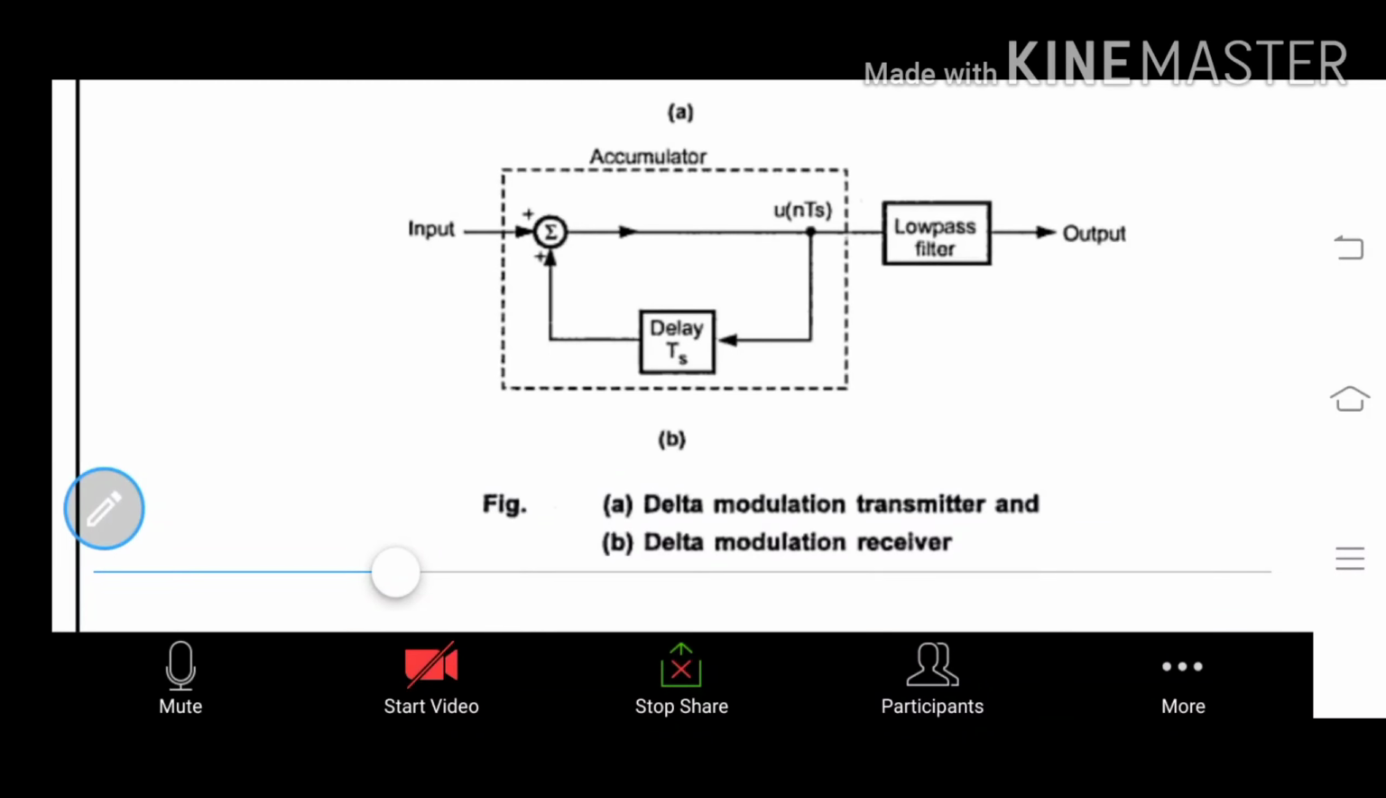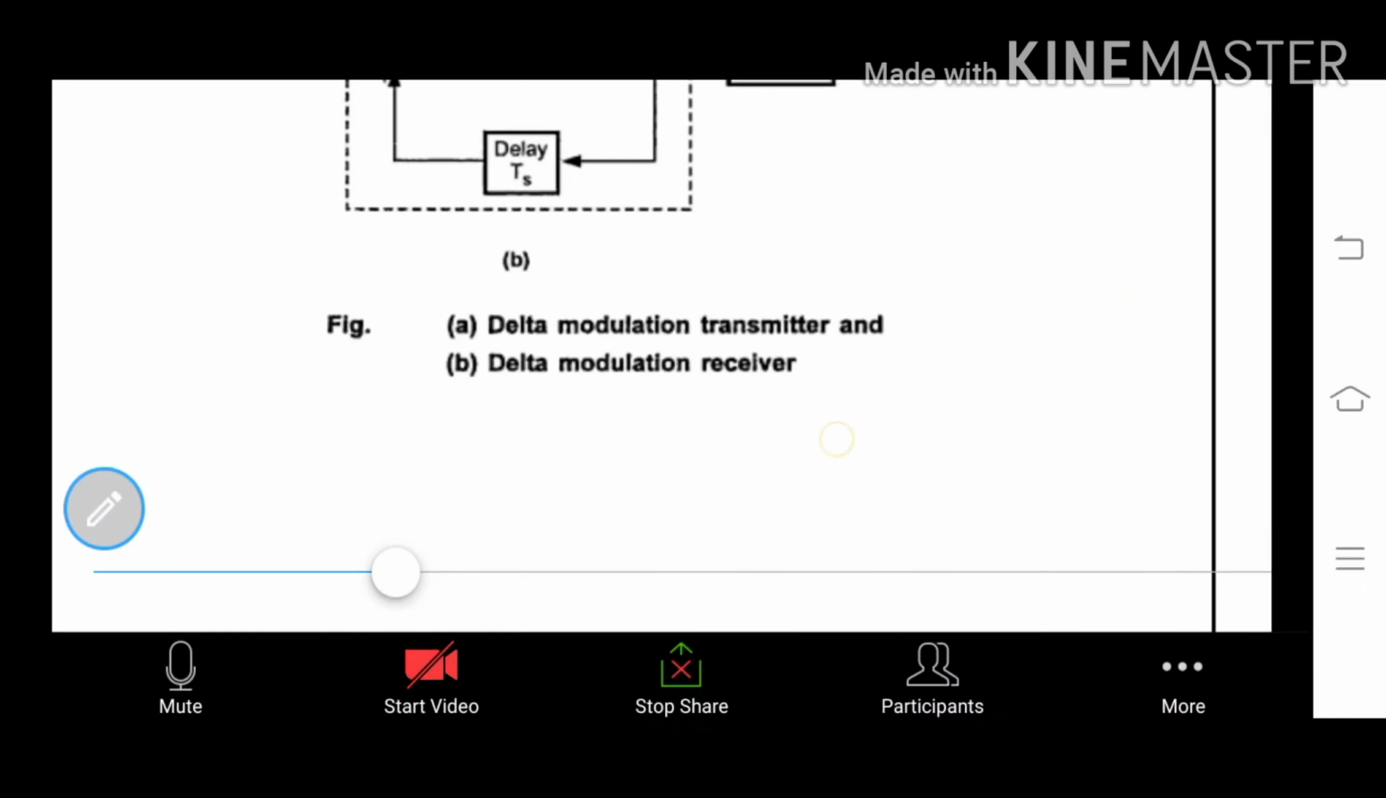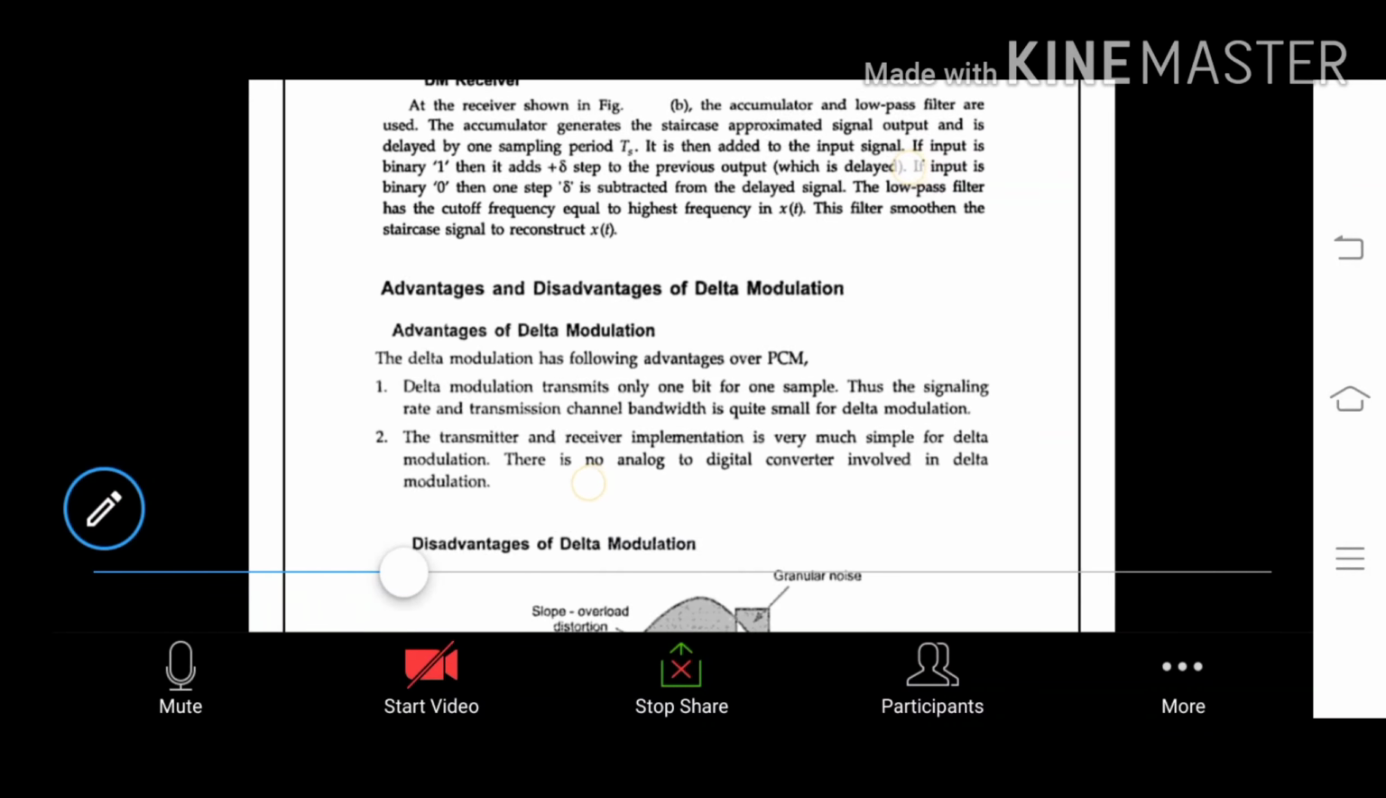One more thing: the delta modulation receiver side, as with the transmitter. Here the receiver side input receives the summation with the delay time. The delay is applied with Ts and releases the unit pulse, and that pulse is applied to the low pass filter. The low pass filter is used to filter the input signal and deliver the output. So the output is the delta modulation, by comparison of the input and output of the delta modulation.